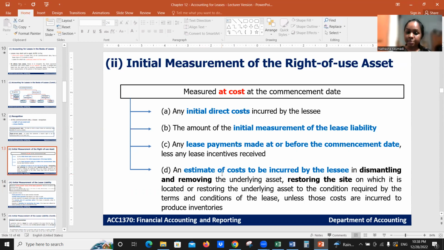Fourth part, an estimate of cost to be incurred by the lessee in dismantling and removing the underlying asset. When we were discussing PP, we already knew we have to take the dismantling cost. If at the end of the useful lifetime you are dismantling and restoring the site, you have to take the present value of that future payment as a part of the cost. Similarly, if you have to dismantle this leased asset, you have to take the present value of those payments into the right of use asset value. So the treatment is the same as PP.